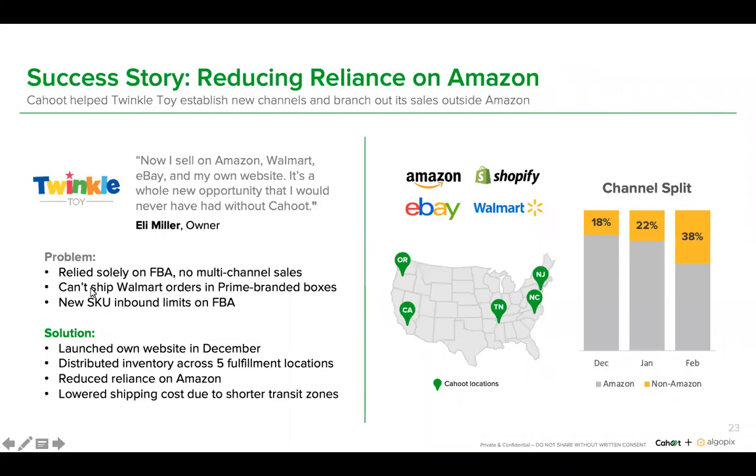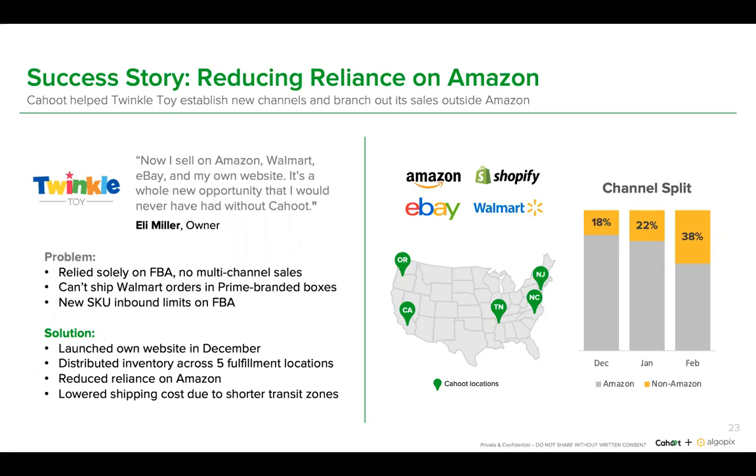Next slide. So I want to share with you a simple success story, a company called Twinkle Toy, and what was their journey to multi-channel. Prior to Kahoot, they were exclusively an FBA seller, and they were hit pretty hard by the COVID restrictions that happened last spring. Amazon stopped taking inventory. Their sales completely dried up because, as you know, toy is not an essential good. But of course, Eli Miller wasn't happy about that. There were many consumers that wanted his products because they were stuck at home, and it was an incredible opportunity.